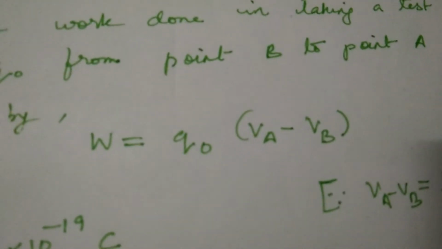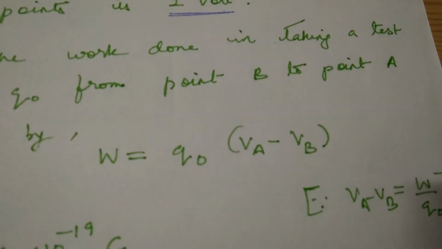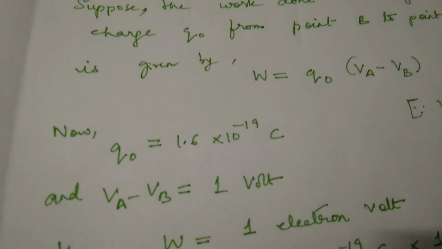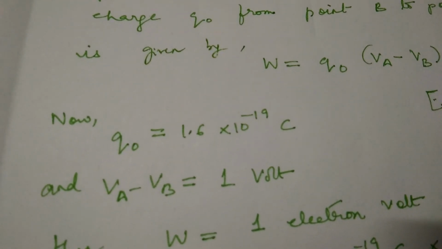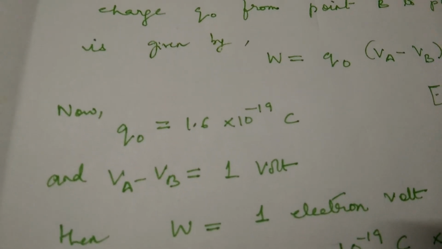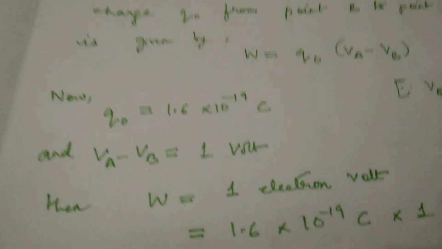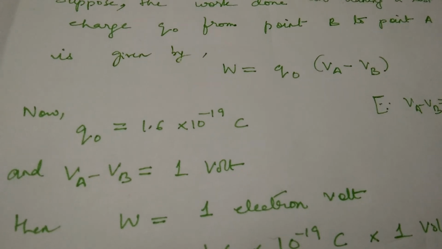Using this formula, we rewrite it as like this: work done in taking the test charge from point B to point A. Now we know the test charge is having the magnitude of 1.6 into 10 to the power minus 19 coulomb. And we have considered that the potential difference between the points is 1 volt. So VA minus VB is 1 volt. So what is W? So according to our definition, W is electron volt, 1 electron volt.